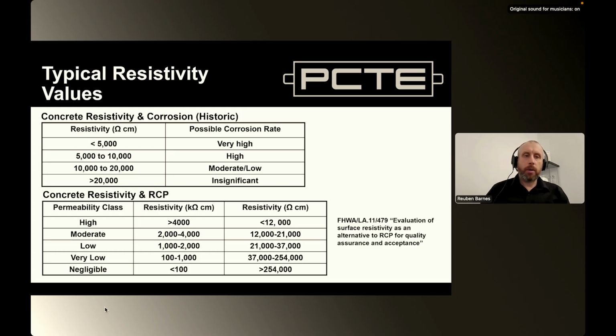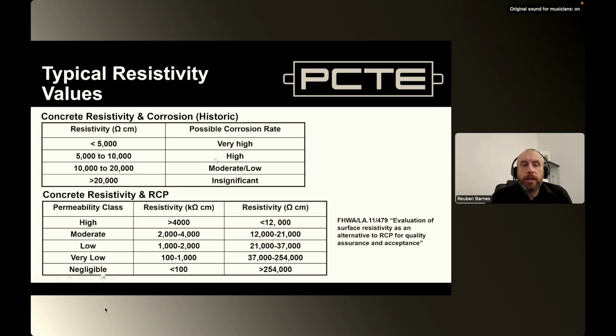Again, people tend to like to use relatively simplistic interpretations of these results, and they're out there in the literature, and you don't shy away from them. However, they need to be used with an understanding that they're just generalized information, and they can give you an indication of what these actual readings mean. So there's obviously an inverse relationship between resistivity and corrosion rate. So we have low resistivities, we have high corrosion rate, we have high resistivities, we have low corrosion rate.